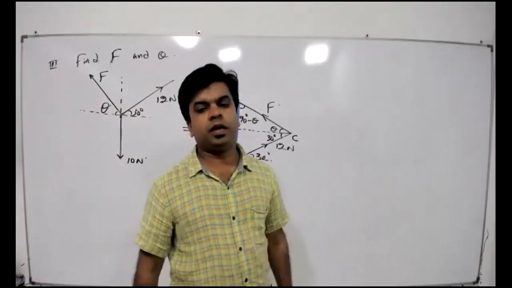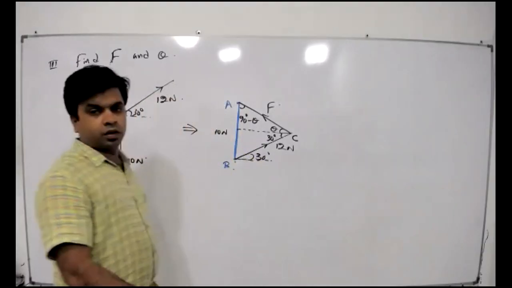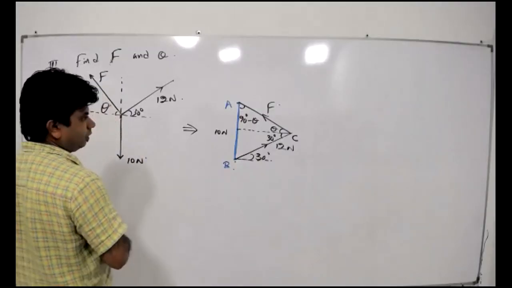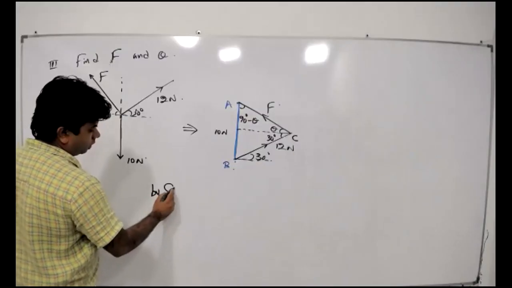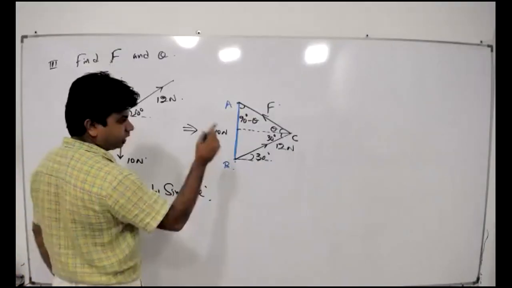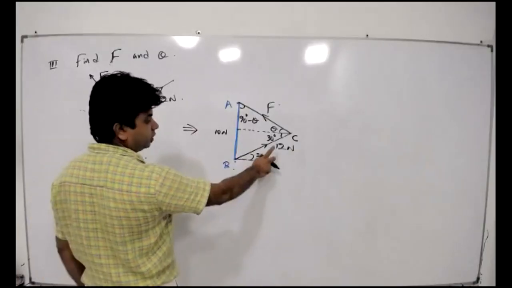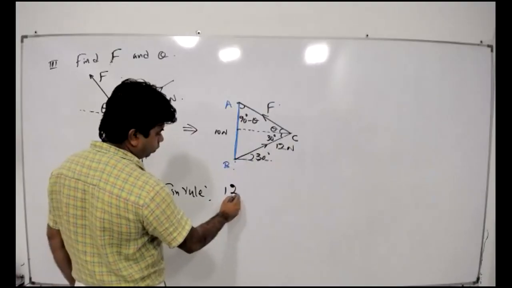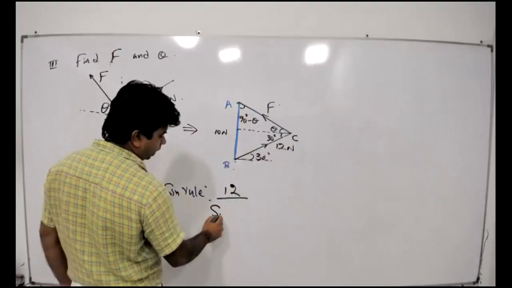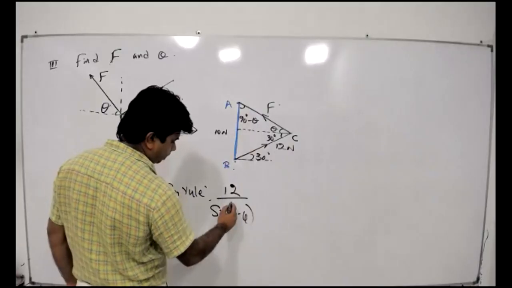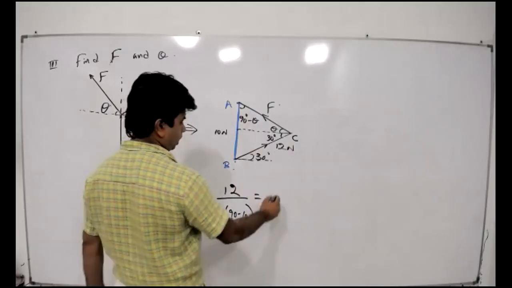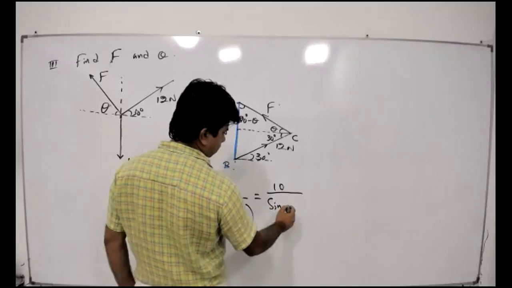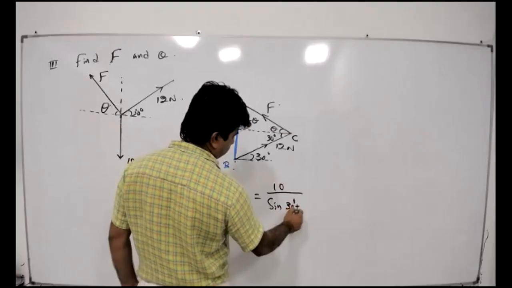Okay. That means especially the sine rule, right? You know that by the sine rule, what can we do? Now you know that this is a triangle. We know this length is 12 newtons. This is 10 newtons. Clear? Then you can write 12 over sine(90 minus theta), okay, equals 10 over sine(30 plus theta), no?